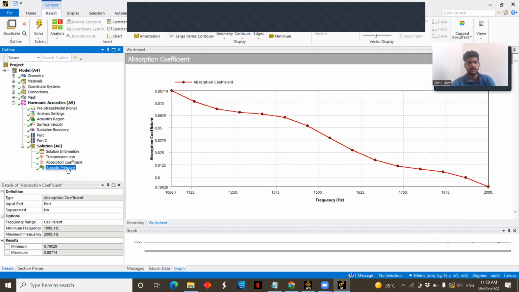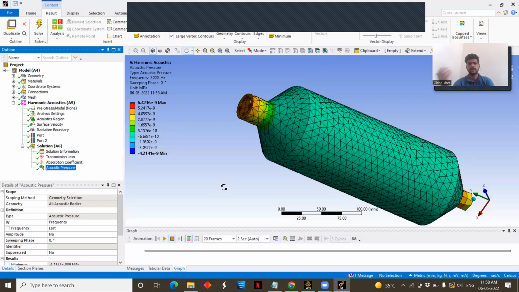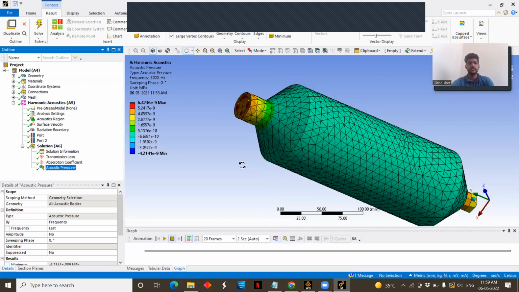And the third thing is acoustic pressure. We can see where acoustic pressure is greater, means these are regions of high sound, where greater noise can be created or heard. These are the regions, and throughout the other regions it's uniform. So this was the whole analysis and simulation of the thermal and acoustic analysis of the muffler.